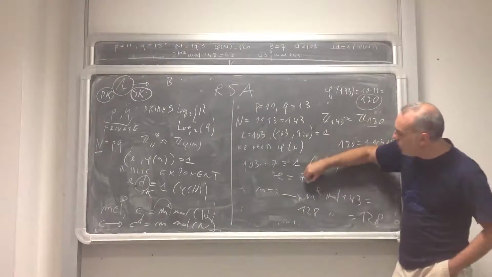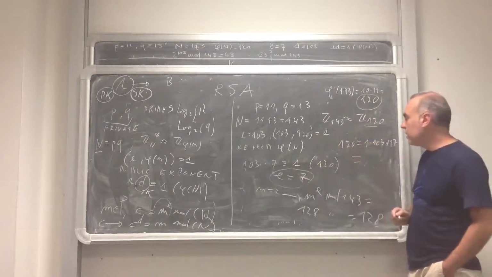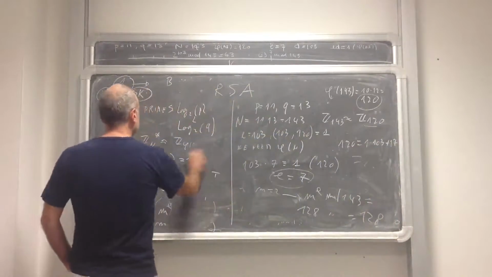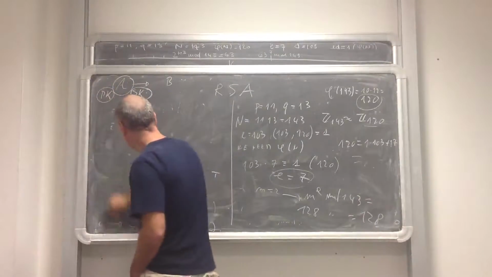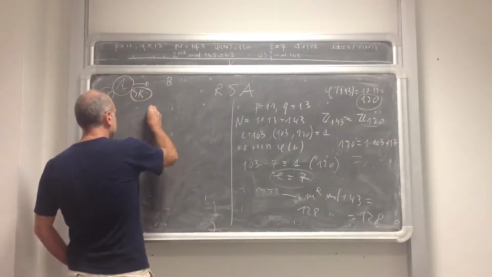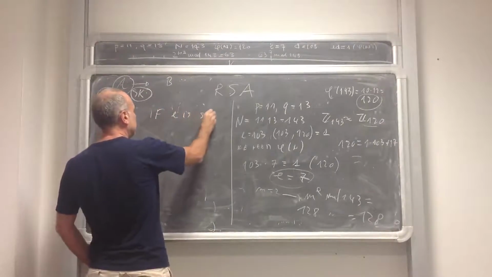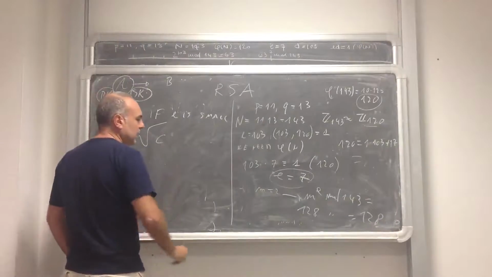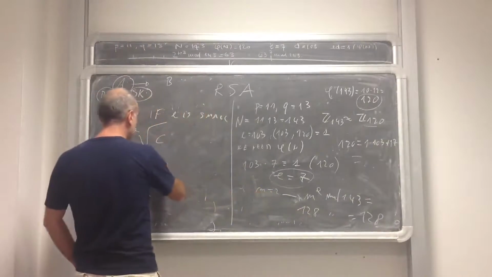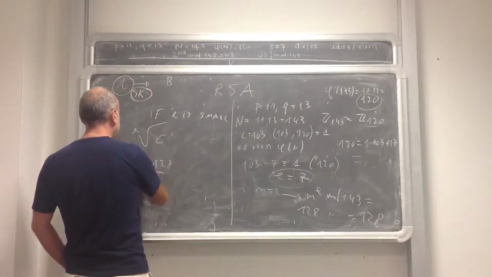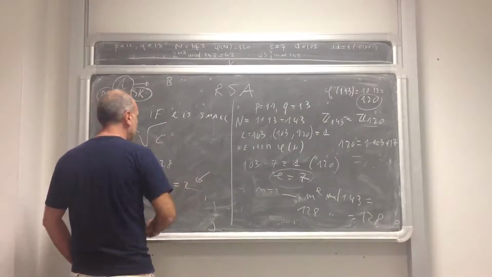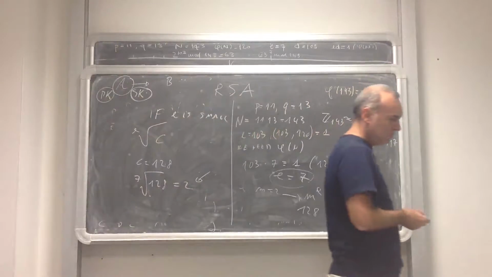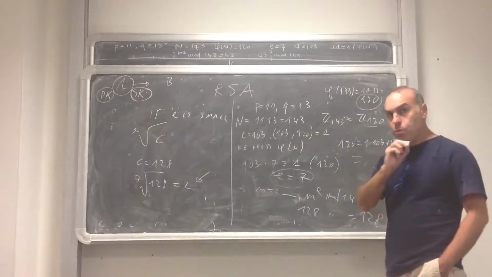So, if the public exponent is small, the attacker can try to get the root. If E is small, then the attacker can try the root of C. In this case, the attacker can get 128, and the 7th root of 128 is 2. So if the attacker gets a perfect power, like now, he will get the message. So it's dangerous to choose small public exponents.